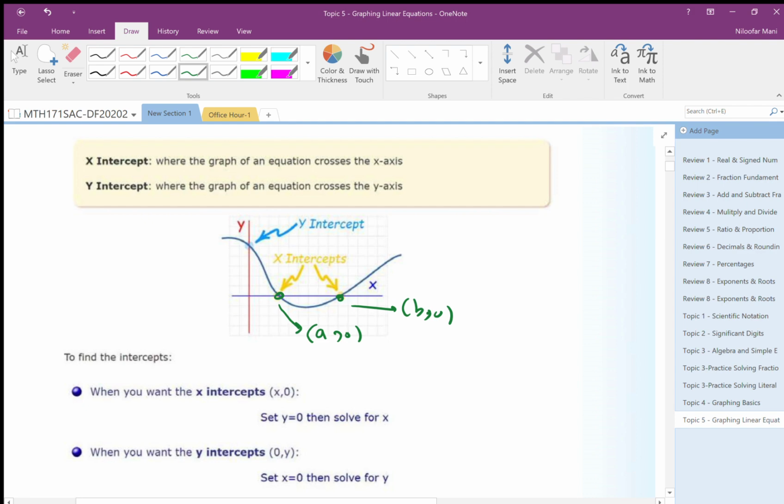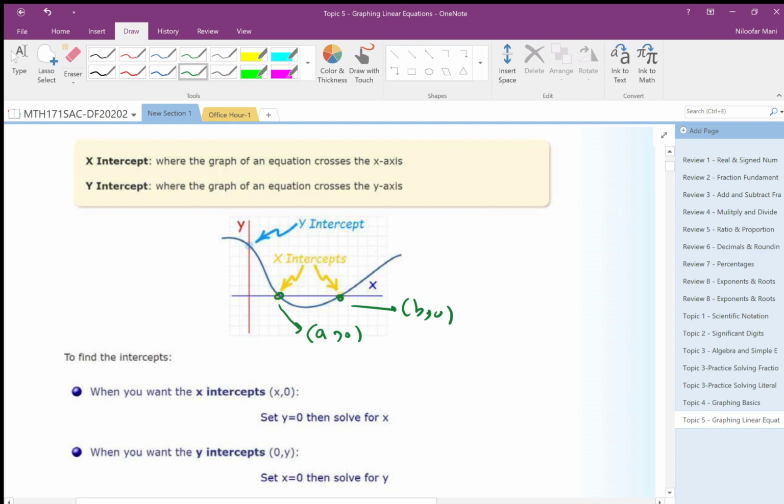A and b are some values on the x-axis. For this graph, it's a positive x-intercept, and that's okay. Positive or negative doesn't matter. It must be on the x-axis, but y is 0. Oh, perfect.